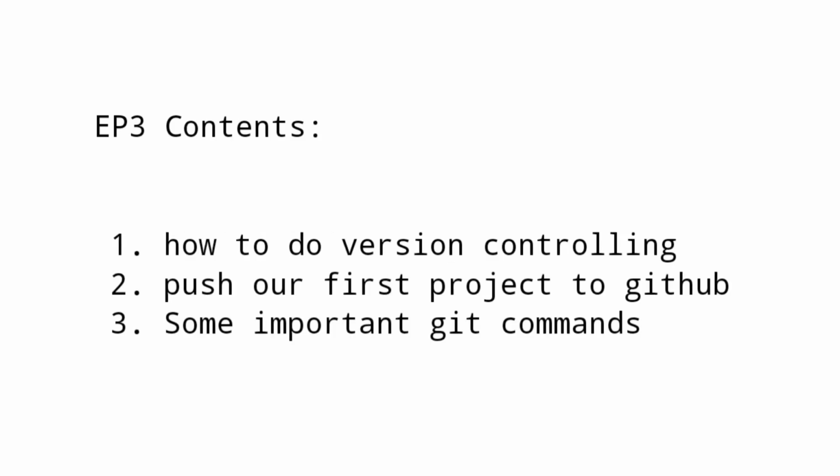Okay, and these are the contents we're going to see in today's episode. I split this episode into three equal parts. In the first part, we will learn how to do version controlling of our project. Then in the second part, I will show you how to push the version controlled project into GitHub. After that, we will learn some important Git commands so that we can execute them in the terminal. So this is what we're going to see today. This video will be very interesting, guys, so let's go.